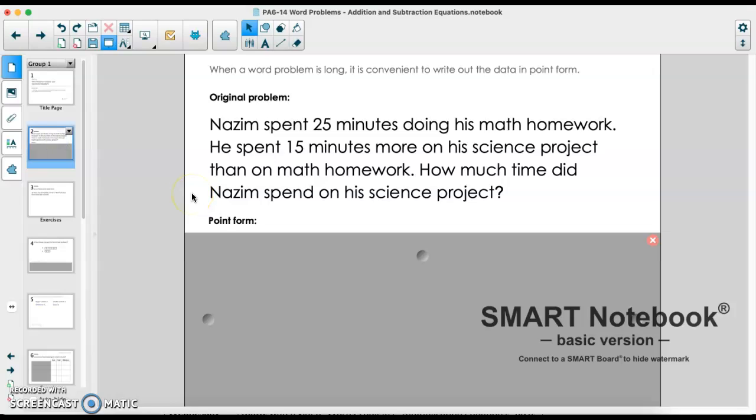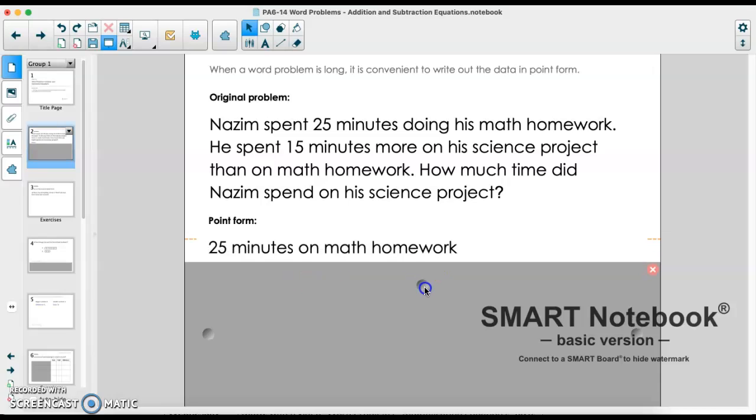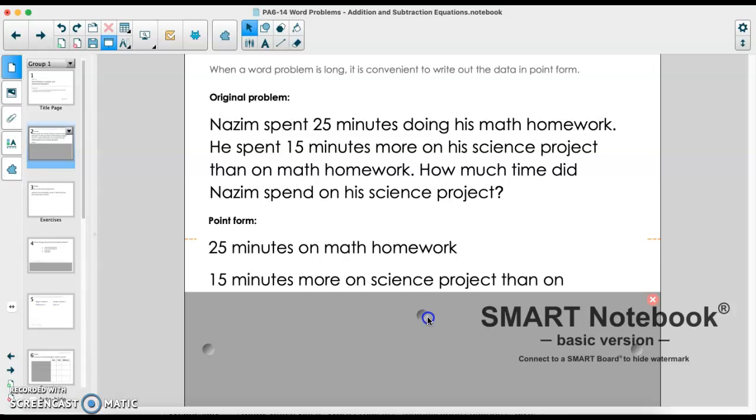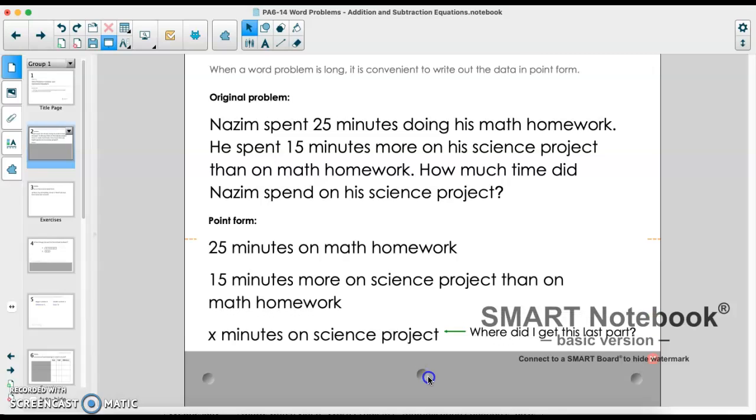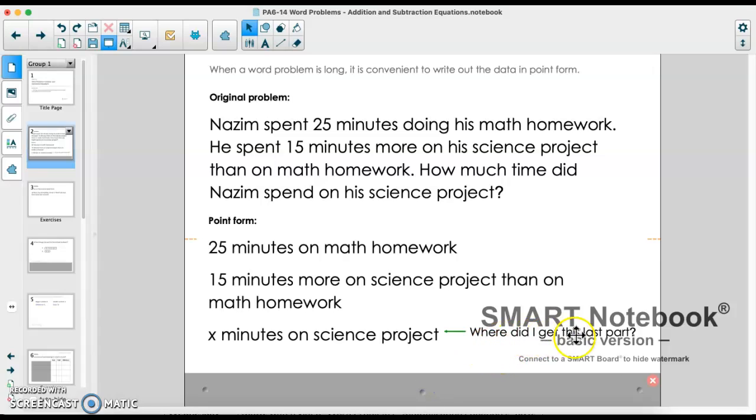Sometimes if we find that a word problem is long, it's actually more convenient to write out the data or the important information in point form. So if we have this problem that says Nazem spent 25 minutes doing his math homework, and he spent 15 minutes more on his science project than on his math homework, how much time did Nazem spend on his science project? To write that stuff out in point form, we would say, well, he spent 25 minutes on math homework, 15 minutes more on science project than on his math homework, and he spent X minutes on his science project. So then the question becomes, where did I get this last part?